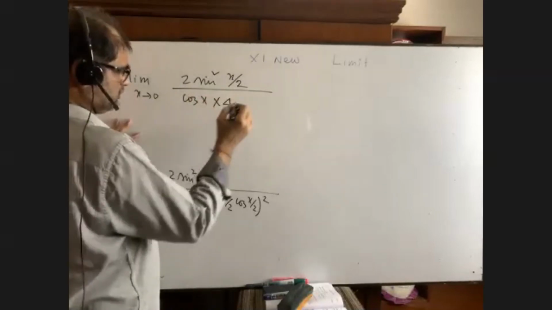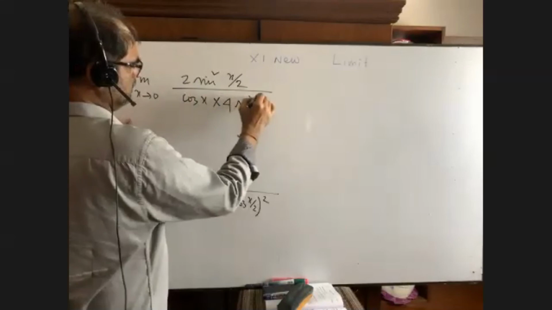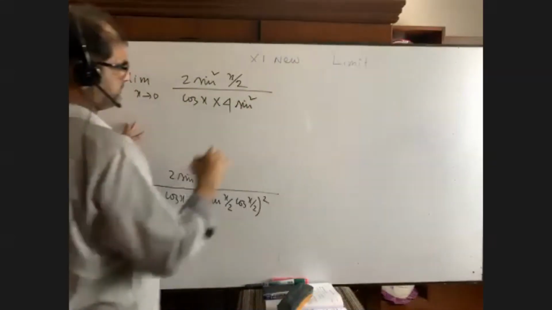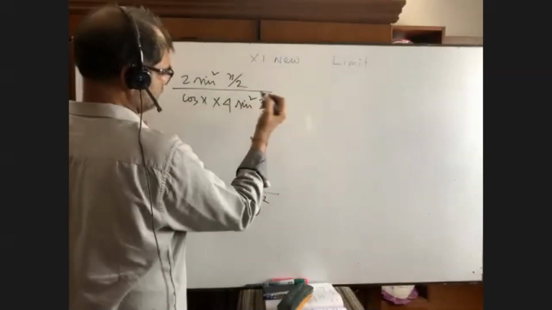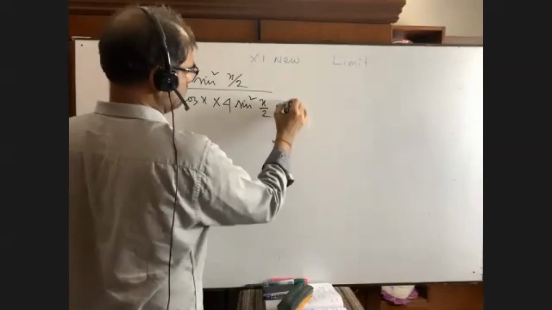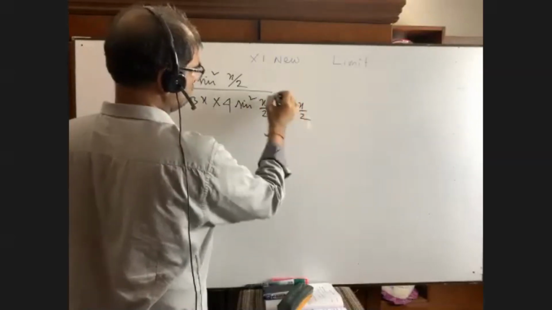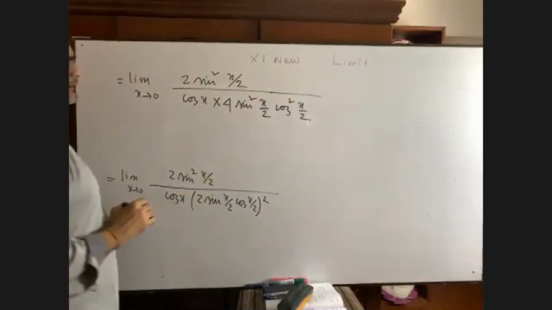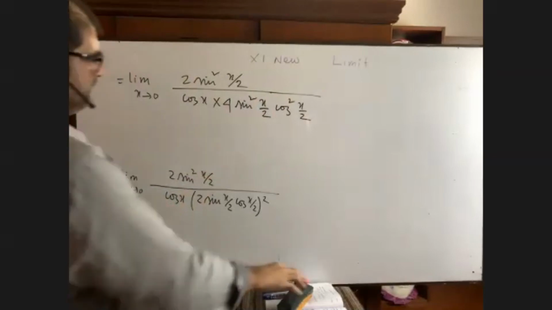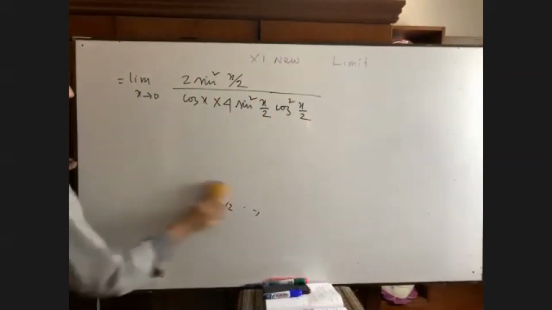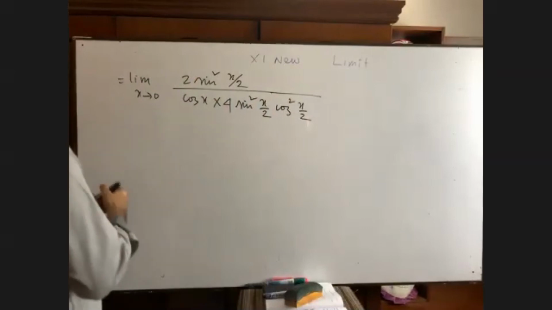Because, sir, 1 will be, is it really sine square x by 2 cos square x by 2? Perhaps Sondit is right. Half, yes. Okay, now you see what we are getting here.